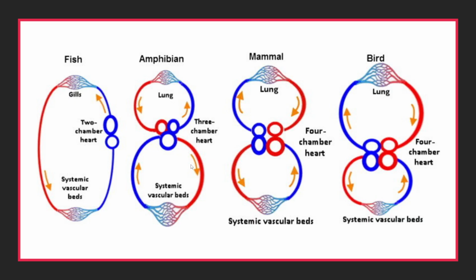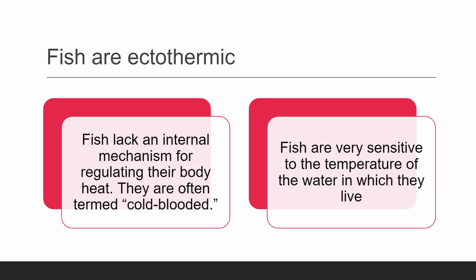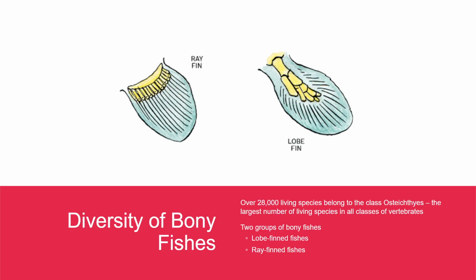And fish are one of the only vertebrates that have a single circulatory system. Most vertebrates, like amphibians and mammals and birds, have a double circulation. Fish are also ectothermic. They lack an internal mechanism for regulating their body heat, so they're oftentimes termed cold blooded. Therefore, though, they're very sensitive to the temperature of the water in which they live.